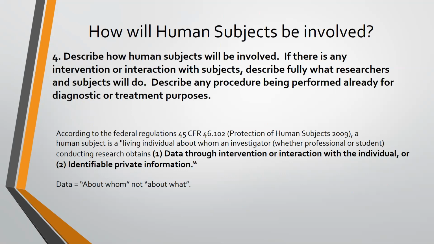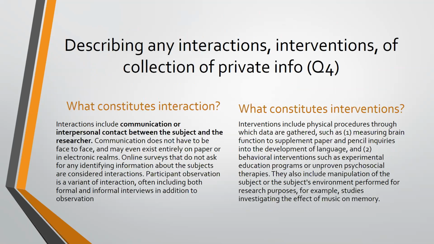Well, when we come to data through intervention or interaction with the individual or identifiable private information, that's what we need to describe in this section. So when we're talking about collecting data on participants, anything that you do that's collecting data from participants, data is about whom and not about what, when you're collecting anything about them, or if you're having them do anything, being the intervention or the interaction. So let's look at that a little bit more.